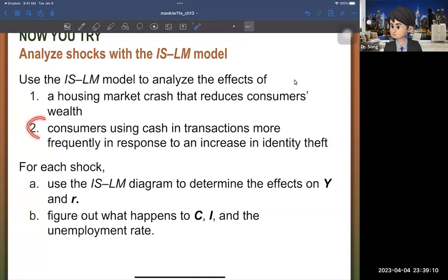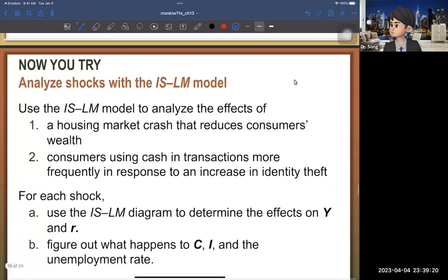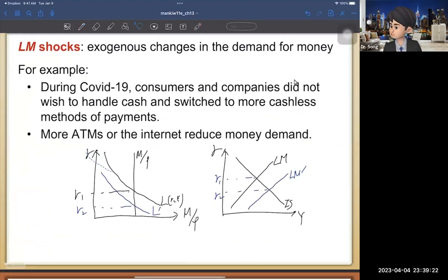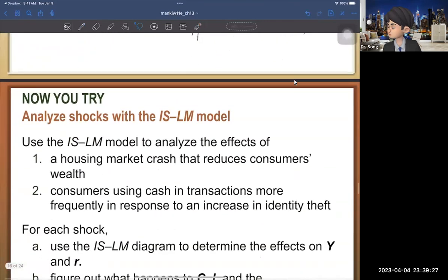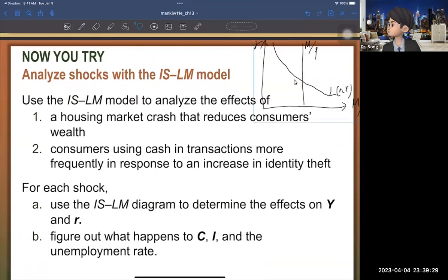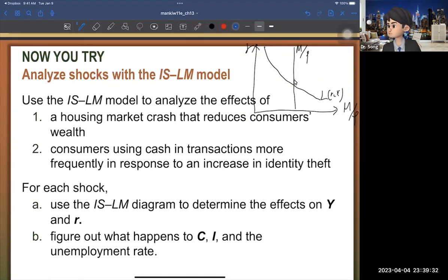On the other hand, the second one, consumers using cash in transactions more. This is the opposite of what we covered because the money demand is increased. Same thing, so let me copy and paste this graph, and we're going to use the same graph. When consumers use cash in transactions more, then they need to have more cash, right? So this money demand is increased. Then what happened? Interest rate is increased from R1 to R2. So that being said, the LM curve shifts to the left.